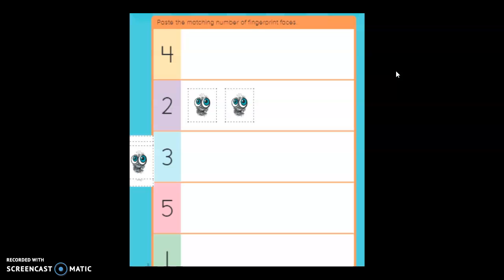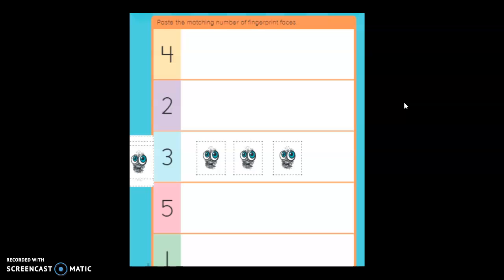Now we have the number 2. Since I saw it was the number 2, I put 2 objects next to the number 2. 1, 2. Now we have the number 3. This is the number 3. I put 3 objects next to the number 3. 1, 2, 3.